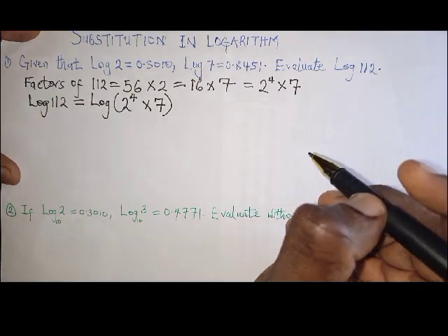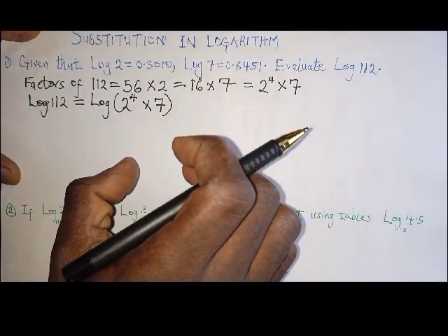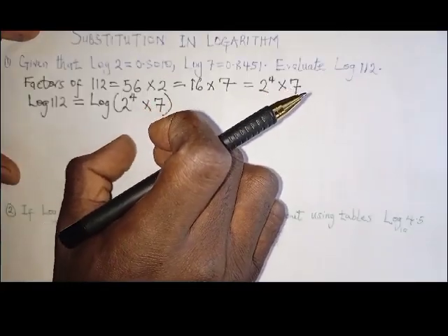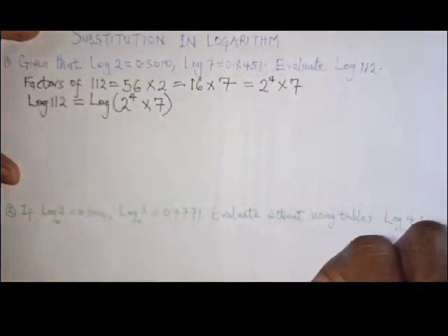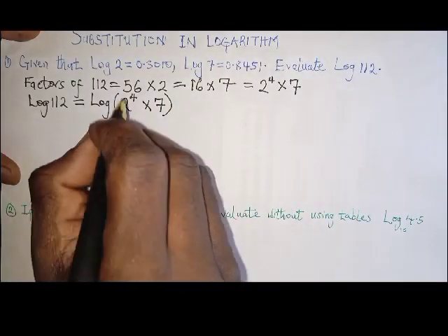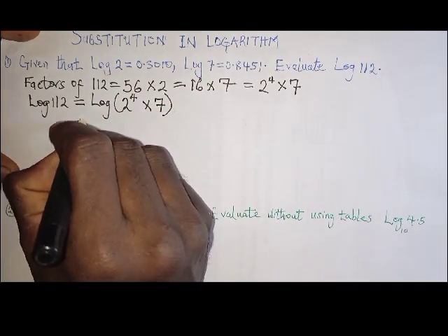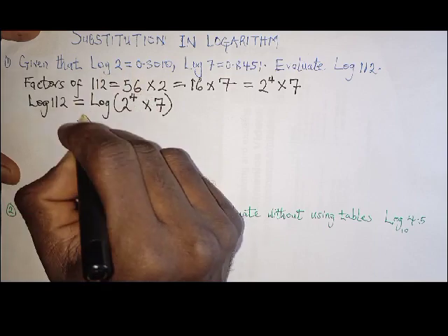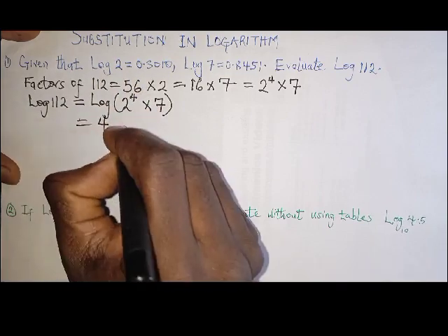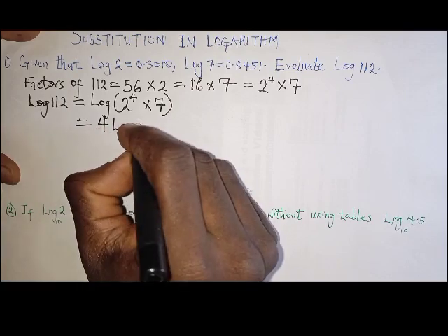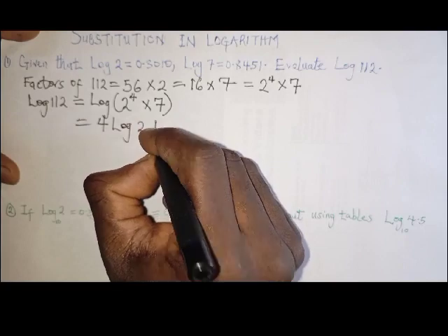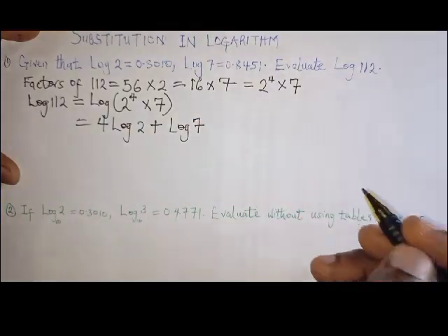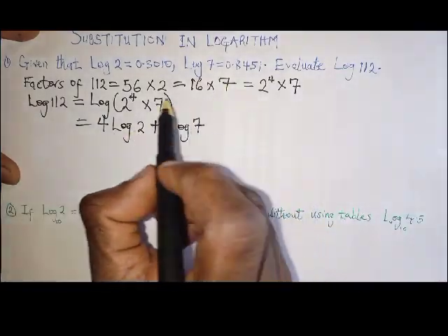You recall that one of the laws we talked about says that when you have a product of numbers, it changes to a sum, which is addition. Also, one of the laws says that when we have a power, it moves to the front. So this is going to become 4 log 2 plus log 7.